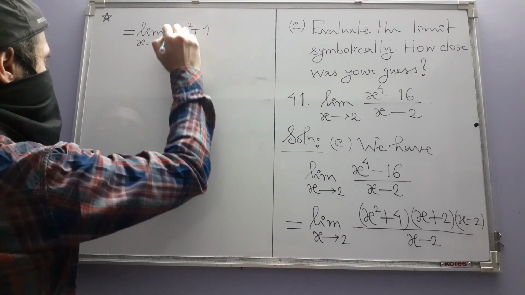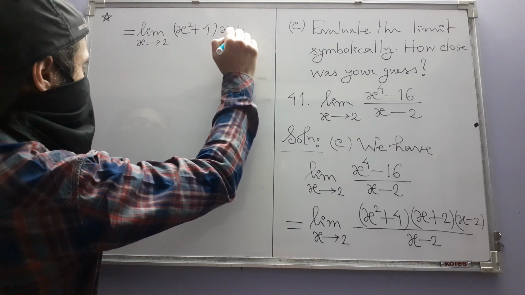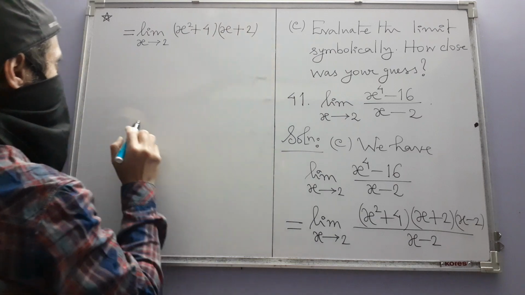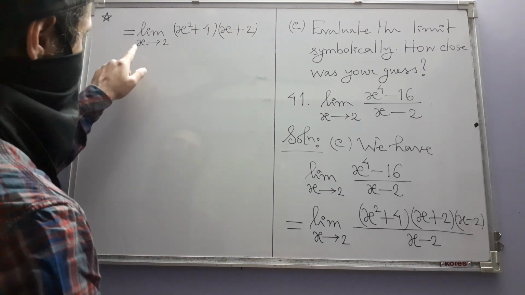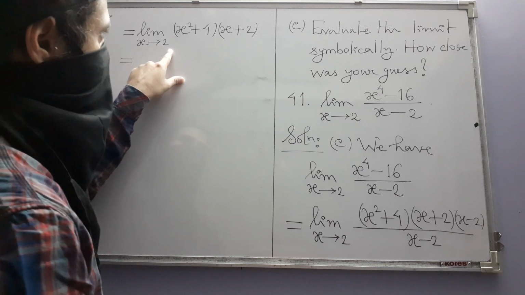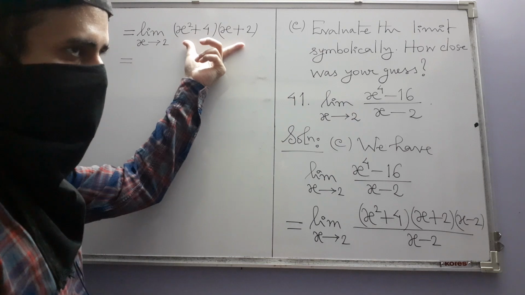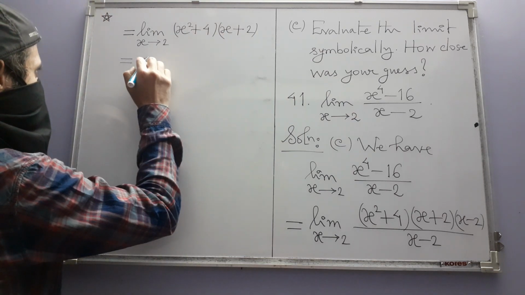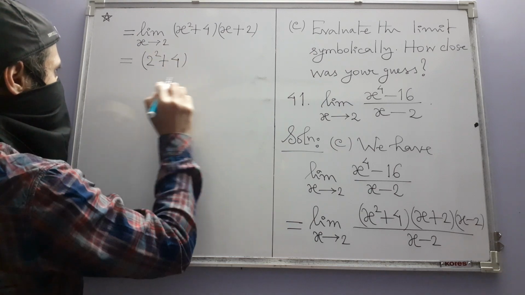And we just simply have this. And now it turns out that if x gets closer and closer to 2, then this product gets closer and closer to this.